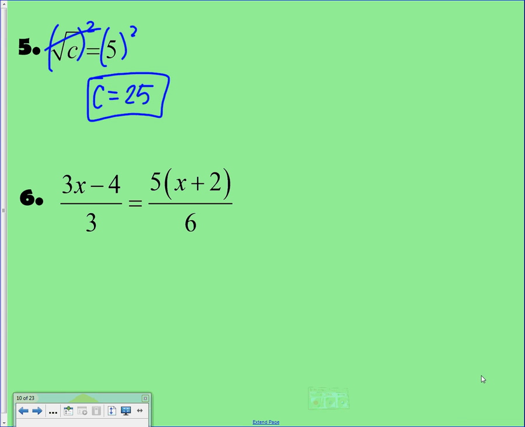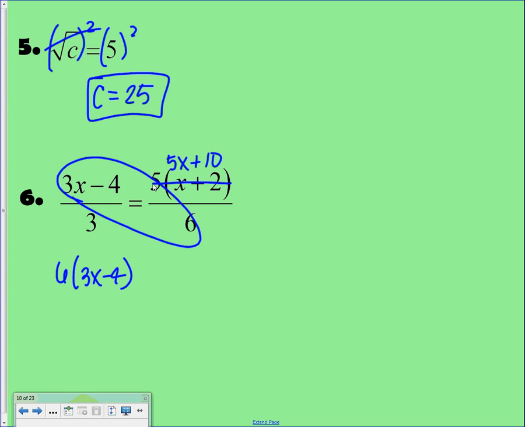Number 6, over here, we've got two fractions equal to each other. I'm just going to go ahead and change this to 5x plus 10 right away. Okay, distribute that. When you have something like this, I don't know if you remember, but this is where you're going to cross multiply. So I'm going to take 6 times my 3x minus 4, that whole quantity, make sure you put in parentheses, and then that's going to be set equal to this other set of parentheses, 3 times 5x plus 10. Okay, those two things are equal.